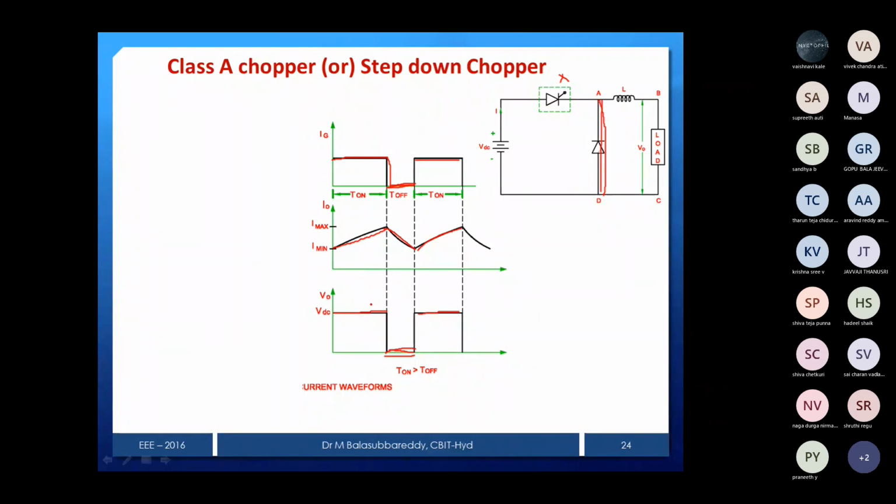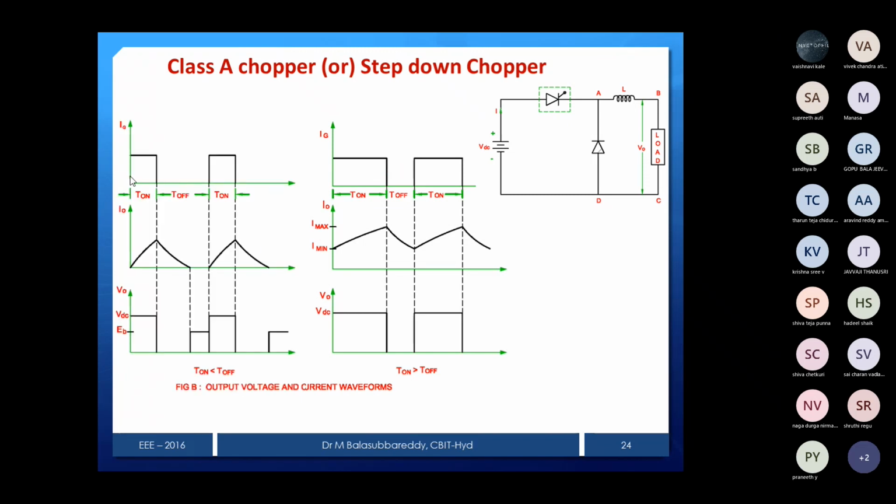Now, another instant you can see: if I give a large off duration, then what will happen? Here you can see that, compared to the on duration, the off duration is small. Now if I give a large off duration, then what will happen? For that you can see the waveform. The on duration is small and the off duration is large. So whenever the on duration is there, the operation is as usual, the same as the previous one. If the chopper is on, the output will be the same as the source.